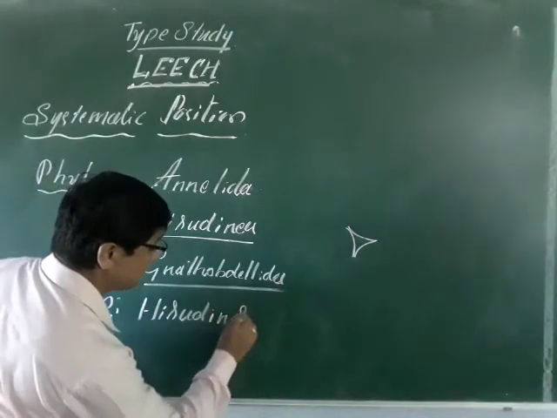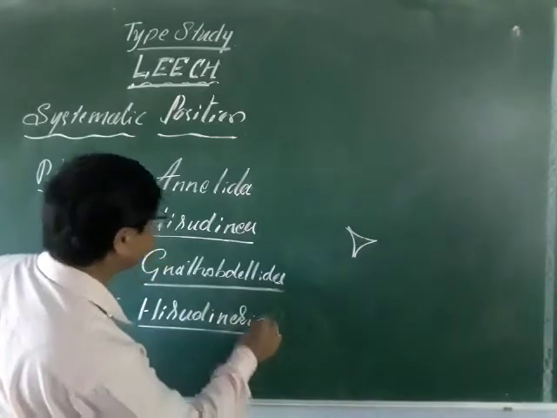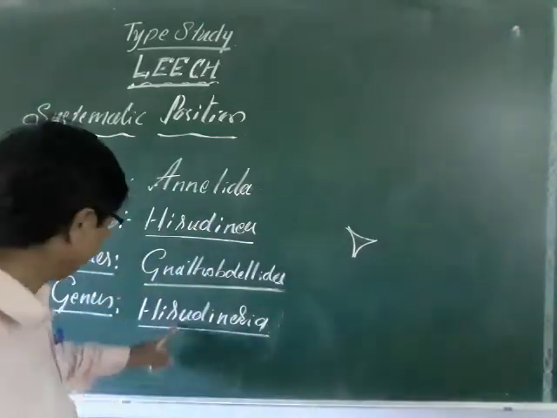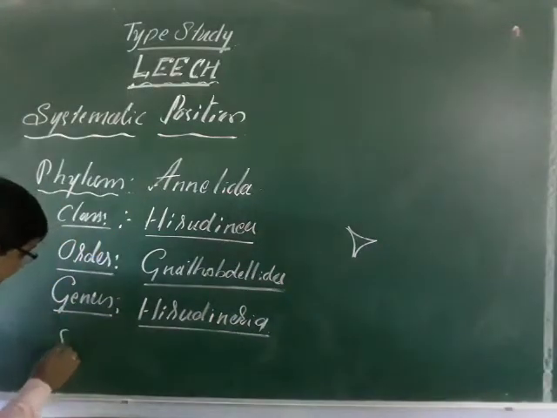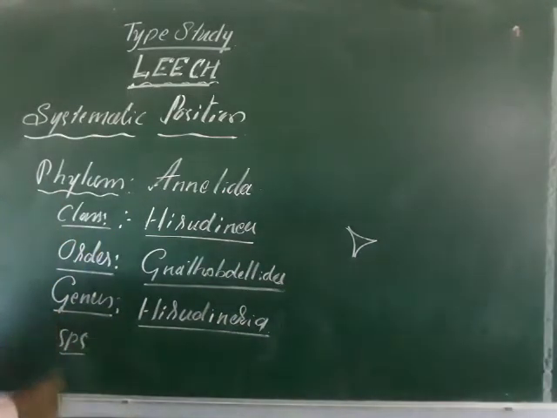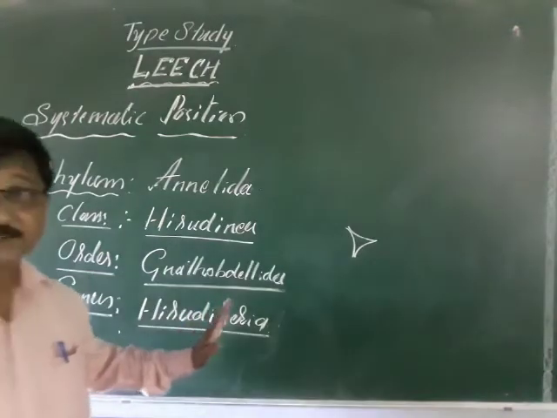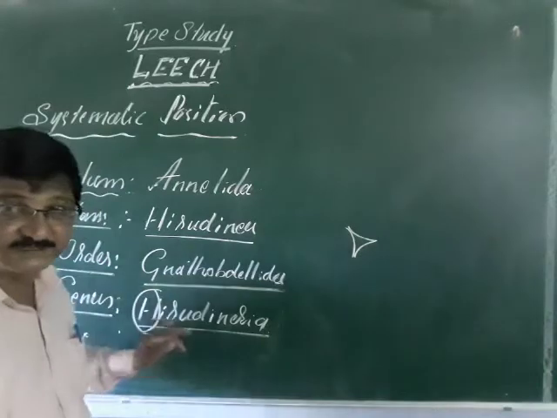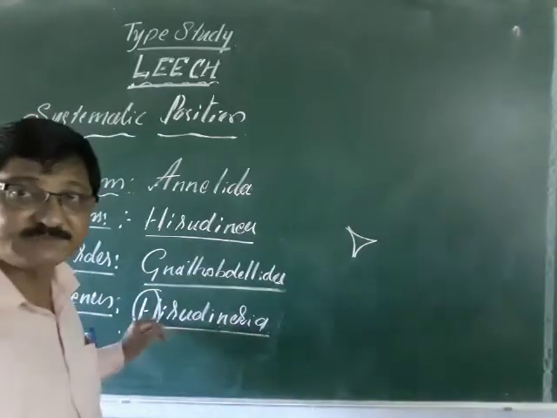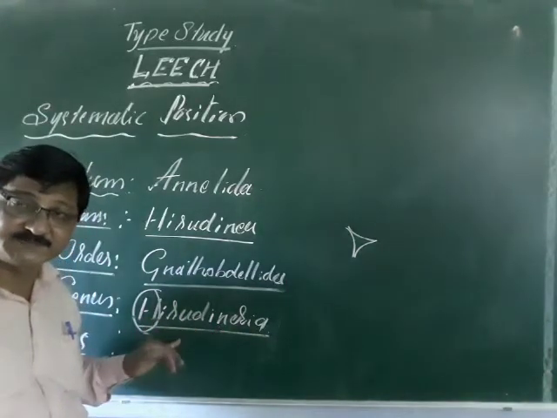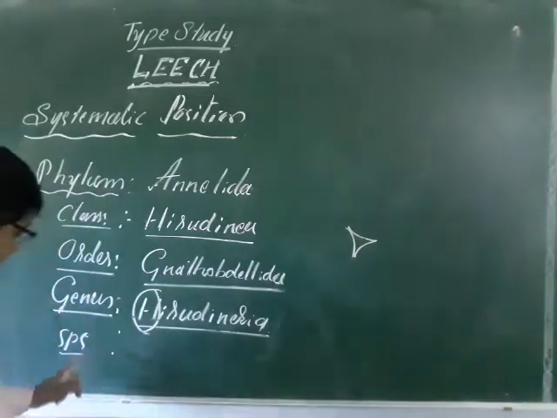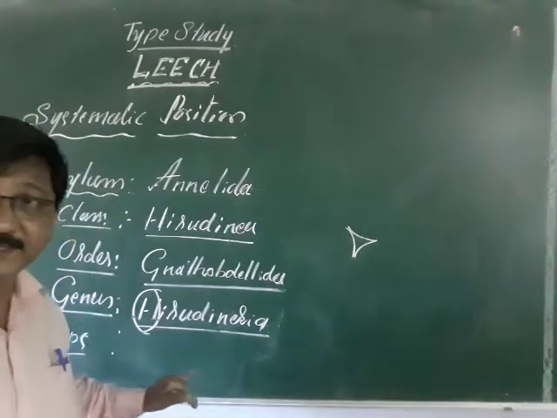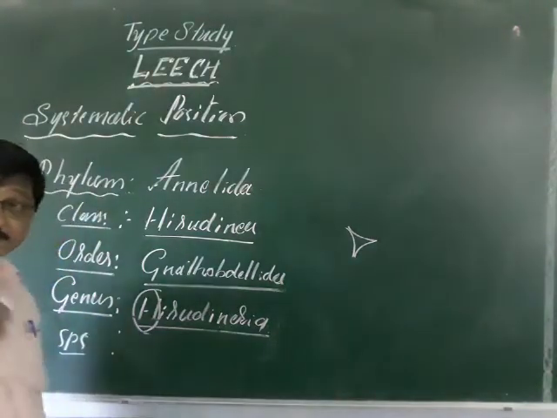So that is called the Hirudinea. And the species, here I will write in short form. You might know that the genus always starts with a capital letter. That indicates the generic name. Genus means the generic name, which starts with a capital letter. And the species indicates the specific name, which starts with a small letter.